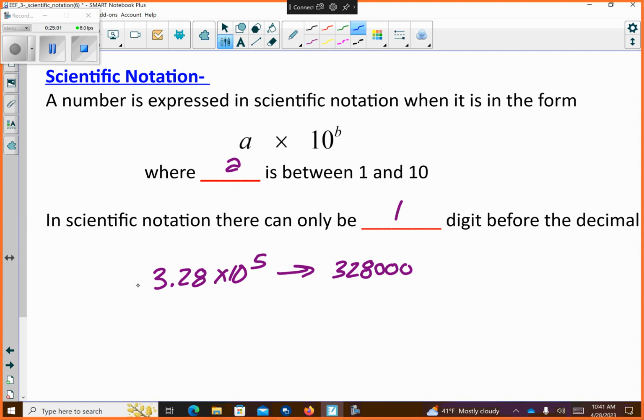Where people make it wrong is they do something like this. This is only one place, not two. I can't tell you exactly why. It's just when they came up with the rules on this, they said one place. And then after the decimal, you can have up to 3 decimal places.